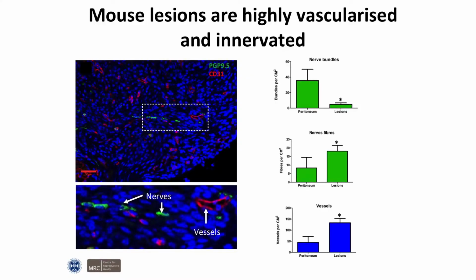We also find that the mouse lesions are highly vascularized and innervated. This is a dual immunofluorescence for PGP 9.5 and CD31, and we can quantify innervation and vascularization of lesions. We find that there are significantly lower numbers of nerve bundles in endometriosis lesions compared to the peritoneum, whereas there are significantly more small diameter nerve fibres that are typical of sensory innervation present in lesions compared to the peritoneum. The lesions are also highly vascularized, which is significant compared to the peritoneum.